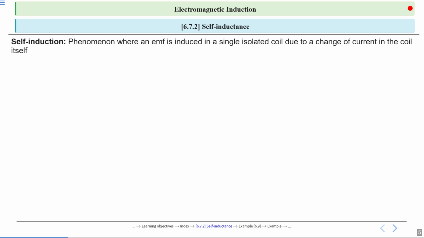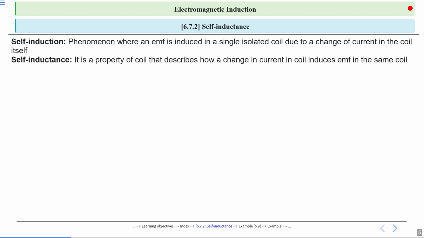So EMF is induced in a single isolated coil due to a change in current in the coil itself. Current is flowing in the same coil and EMF is induced in the same coil also. What will be the direction of the induced EMF? We are going to discuss it. It will be in accordance with Lenz's law. So what is self-inductance? Self-induction is the phenomenon. Self-inductance is the property of a coil that describes how a change in current in the coil induces EMF in the same coil.